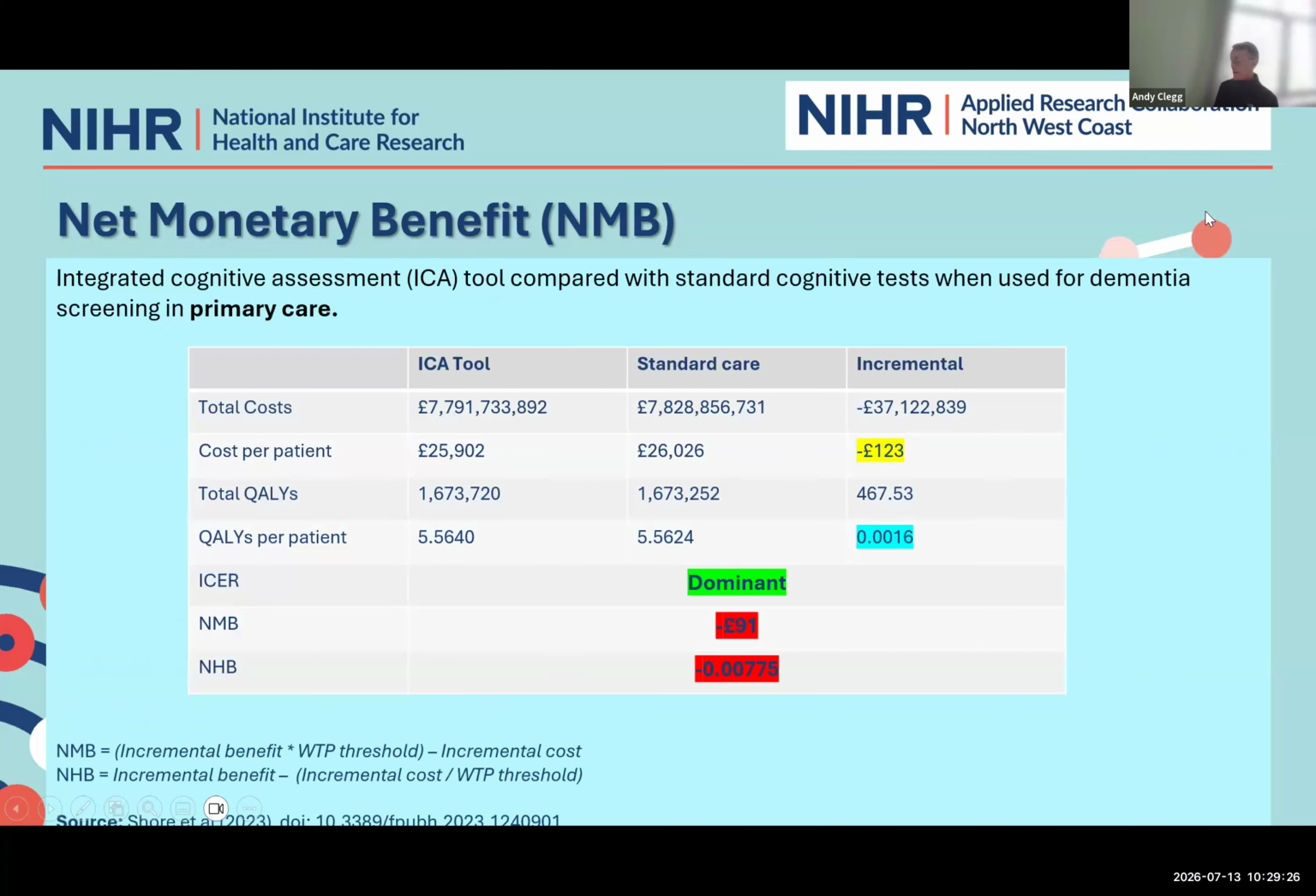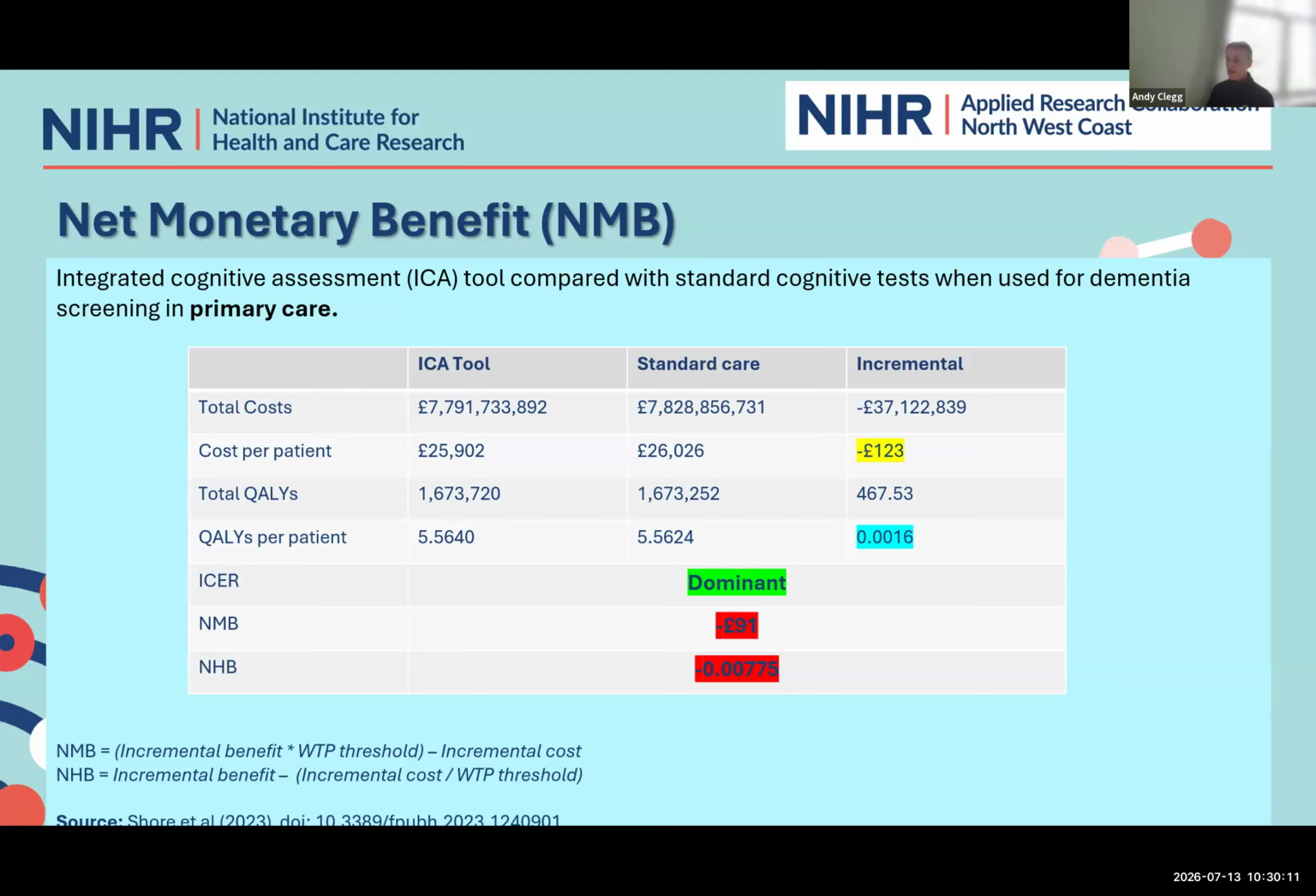Okay, I think the next slide, please, Valeria. So this is a different example. This is to try and show how other challenges come about in looking at the two different forms, the ISA and the net monetary benefit. So this example is an assessment tool for dementia compared to the standard assessment process. And as you can see, the costs for this particular analysis were very large, but created an incremental cost per patient of minus 123 and a QALY gain of 0.016, so very small differences between them in that sense.